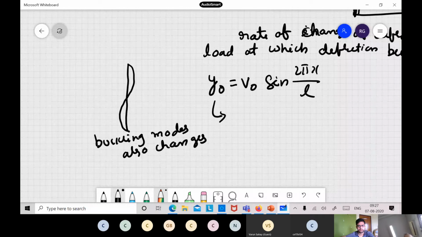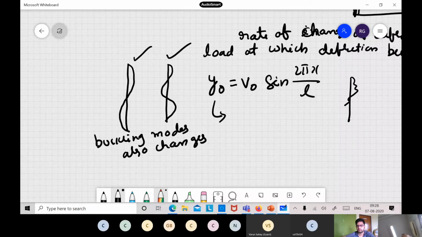Now suppose the initial crookedness is something like this, then the buckling modes may also change. And of course, the buckling load may also increase, for the second mode or third mode or fourth mode. So pi square EI by L square is the first buckling mode. The higher ones will come as N square pi square EI by L square. You substitute N equal to 2 and you can calculate for all these shapes.